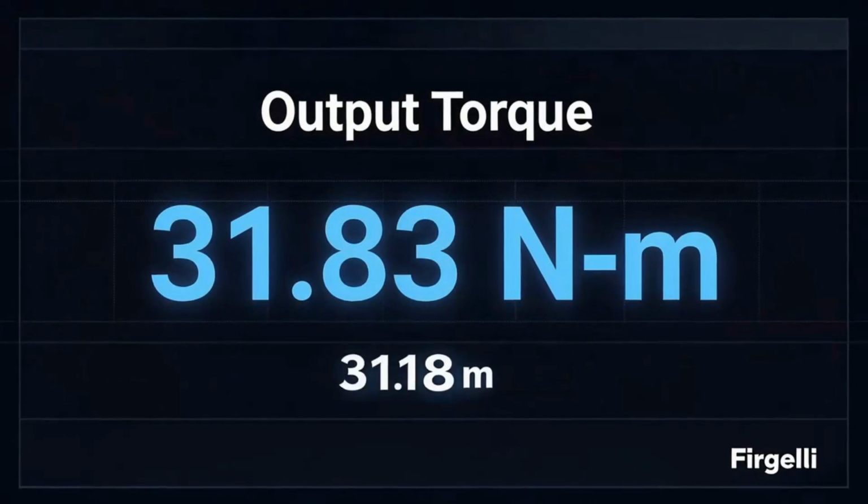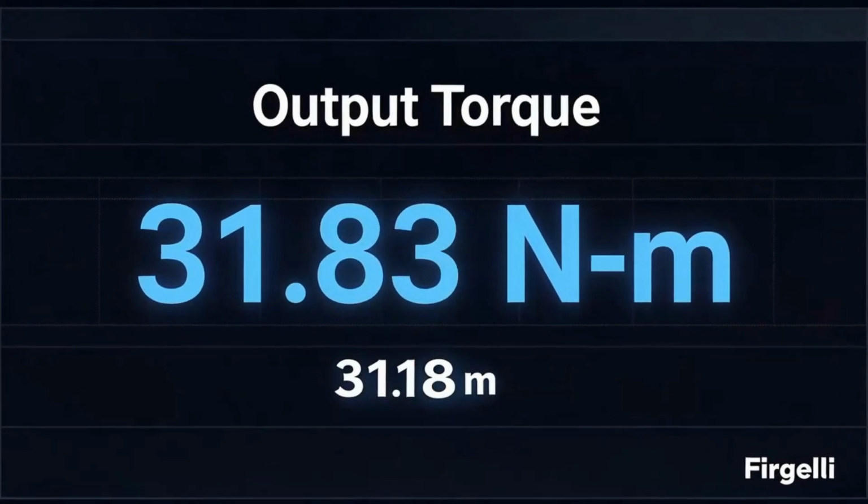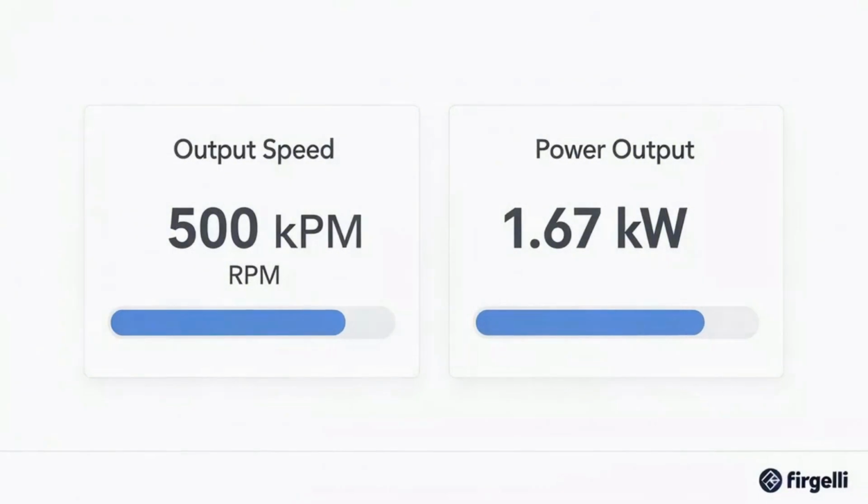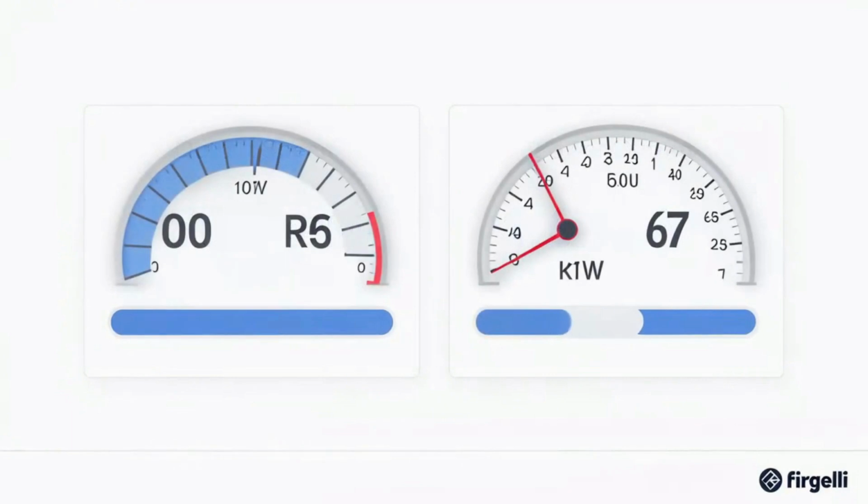The torque result shows the motor's output torque in Newton meters, calculated from displacement and pressure. The speed result indicates rotational speed in RPM, derived from flow rate and displacement. The power result displays mechanical power output in kilowatts, combining torque and speed with efficiency factored in.